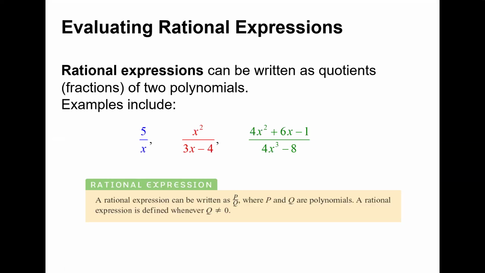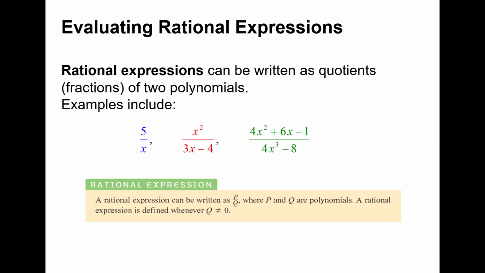Rational expressions can be written as a quotient, basically a fraction of two polynomials. Some examples are 5 over x, that's a really simple one. Then we have x squared over 3x minus 4, or even 4x squared plus 6x minus 1 over 4x cubed minus 8. So here we have a trinomial over a binomial. Here we just have a monomial over a binomial, and these are just two monomials.